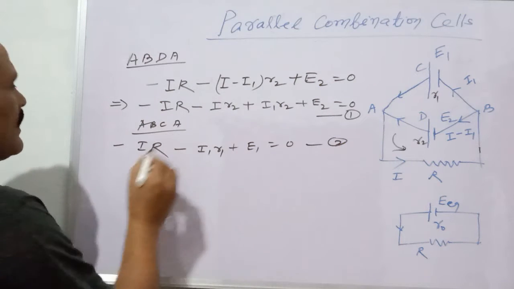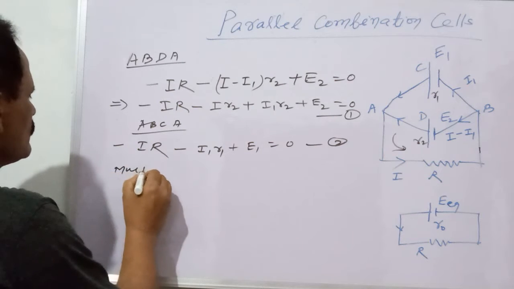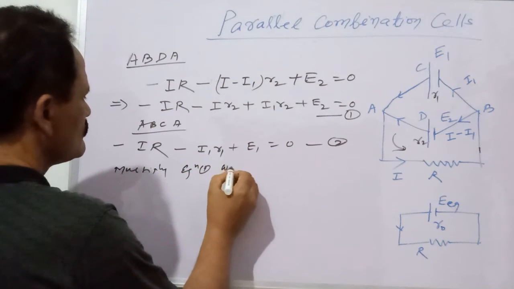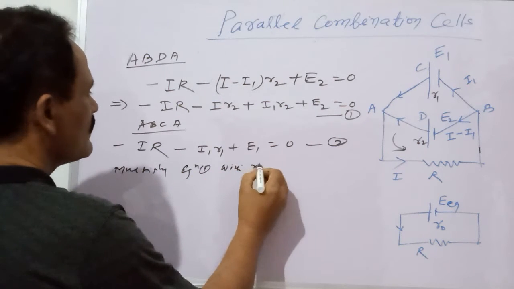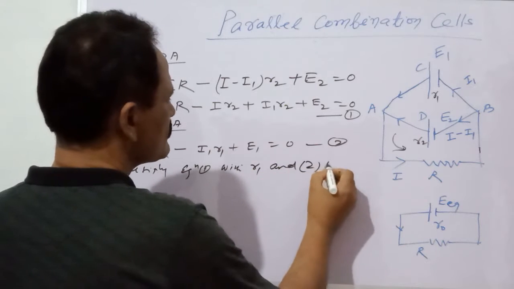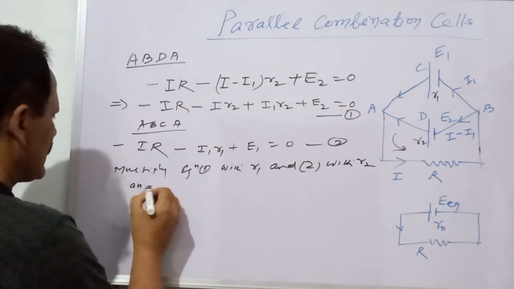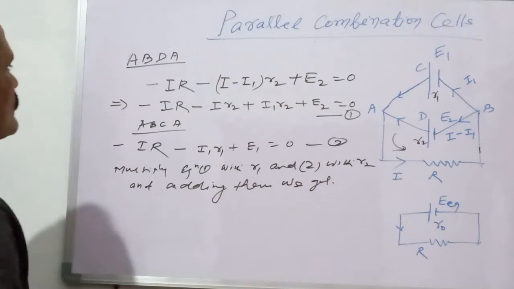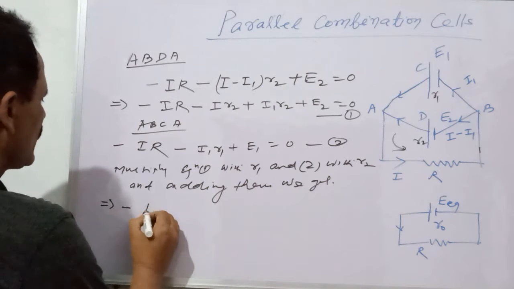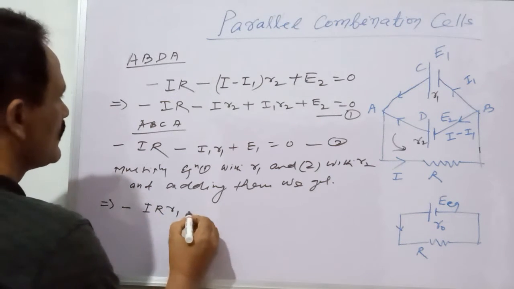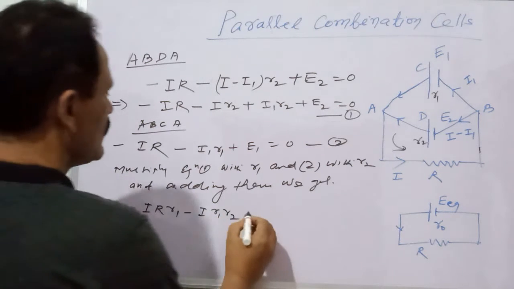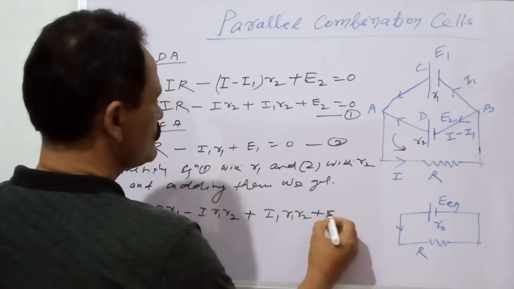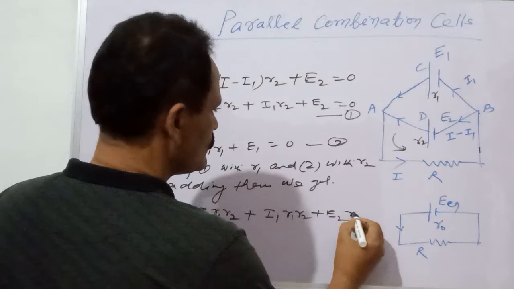And now multiply equation 1 with R1 and equation 2 with R2, and adding them we get minus I R R1 minus I R1 R2 plus I1 R1 R2 plus E2 R1 is equal to 0.